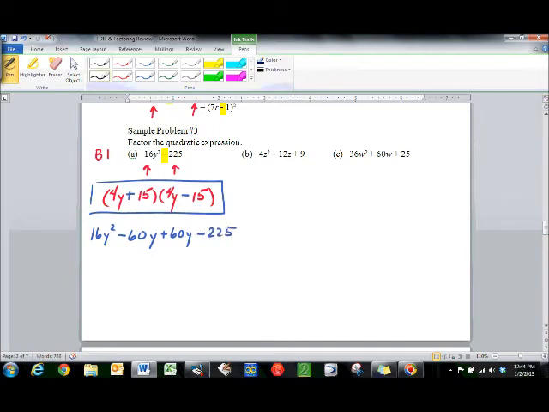Now, in the FOILing process, we had to combine like terms, and this is what makes difference of squares such a special scenario. When we re-FOIL this, the middle terms, the negative 60y and the positive 60y, cancel each other out, leaving you 16y squared minus 225, which was our original expression. So this is our check that tells us that we factored the original expression correctly.